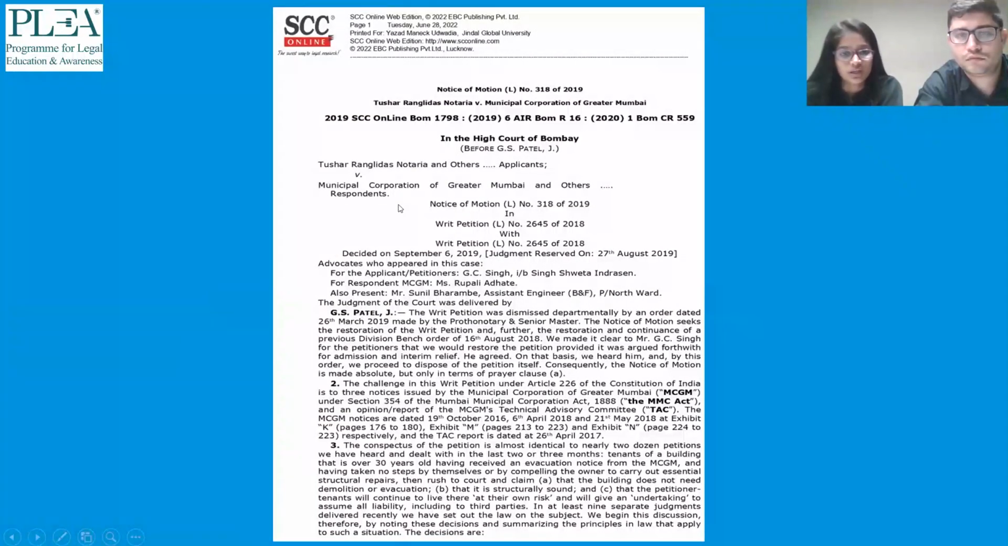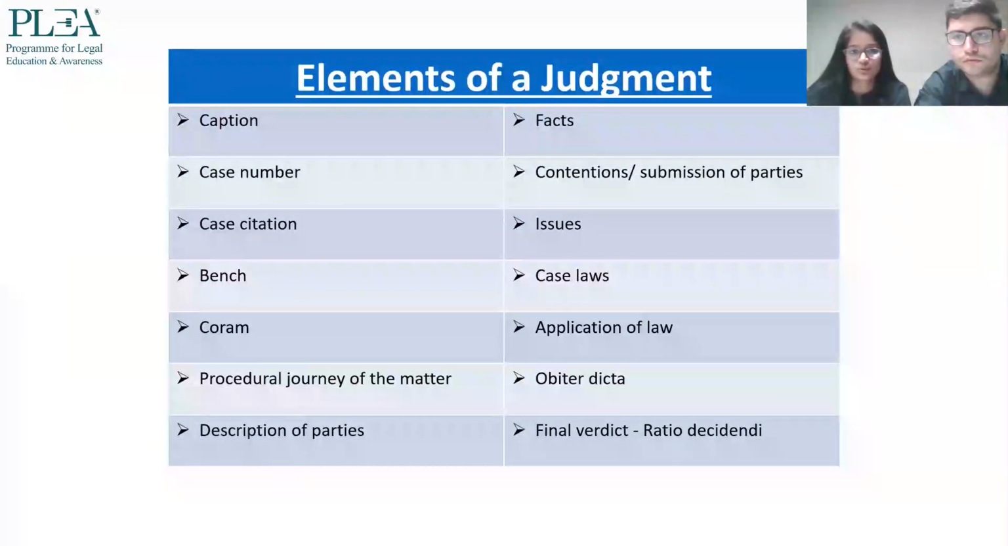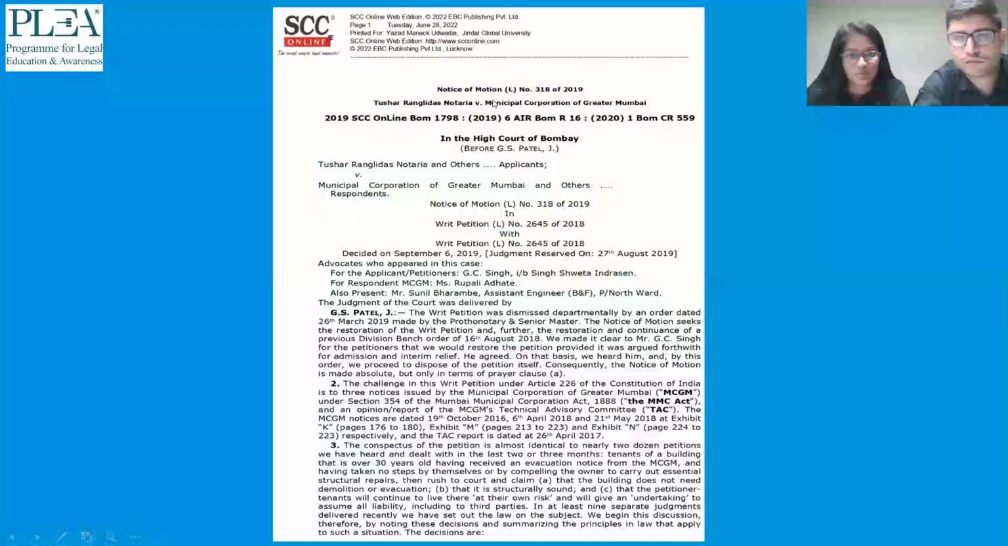So in every case, there'll be a caption. This caption will either have X versus Y or A versus B. This, and also the court in which the case has taken place, the quorum, this entire part is referred to as the caption. Now, this is the very first thing that you will notice in any judgment when you are reading a judgment.